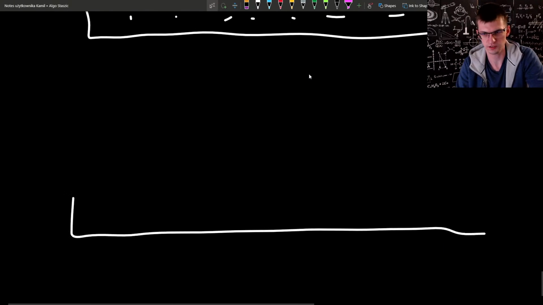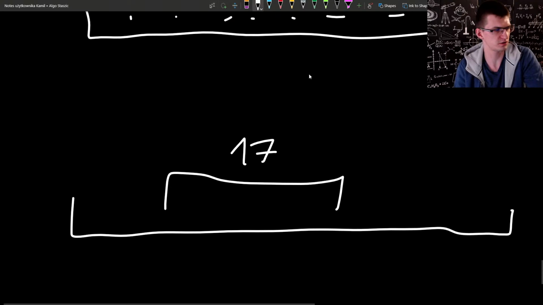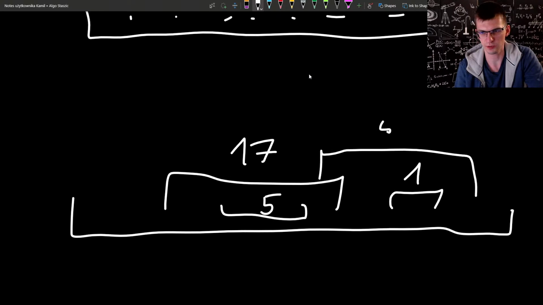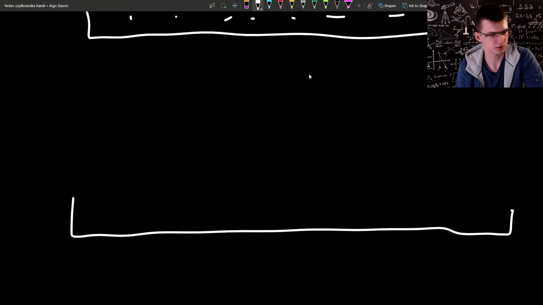You want to do this interval. And for every shorter interval you already counted something. Here 17 operations to change it to be done with this substring. To be done with this substring, 5 operations. To be done with this guy, just 1 operation. To be done with this one, 4 operations. You already have the whole matrix n by n here. And you want to now do this big interval.